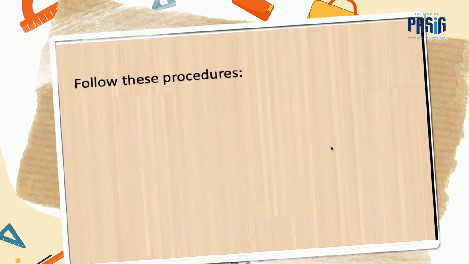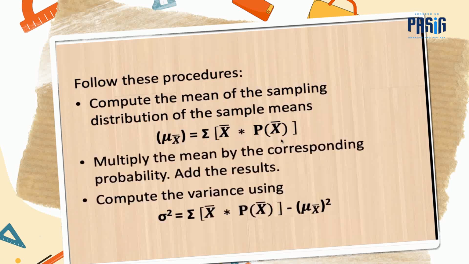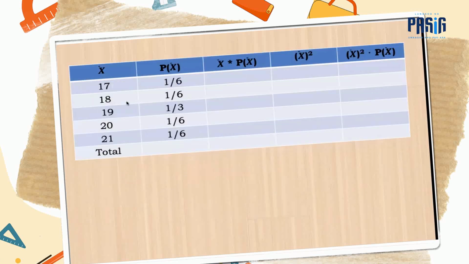Follow these procedures. First, compute the mean of the sampling distribution of the sample means using the formula summation of sample mean times the probability of the sample mean. Multiply the mean by the corresponding probability and then add the results. Then compute the variance using the formula summation of sample mean squared times the probability of the sample mean minus mean of the sample mean squared. Let us now complete the table. X times P of X.